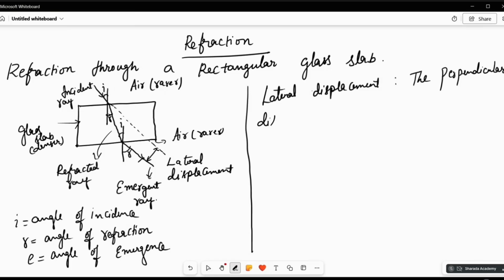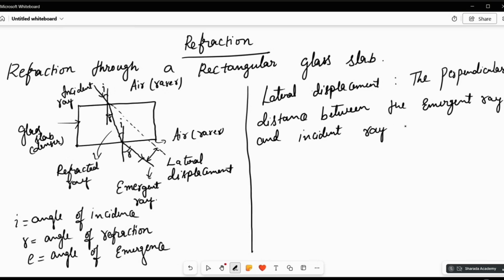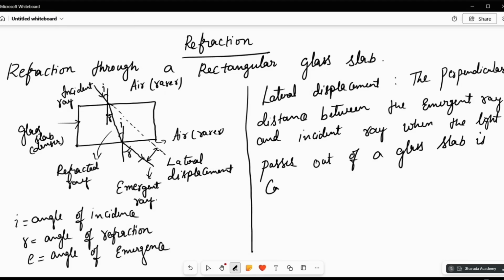So the perpendicular distance between the emergent ray and incident ray, when the light passes out of the glass slab, is called lateral displacement.